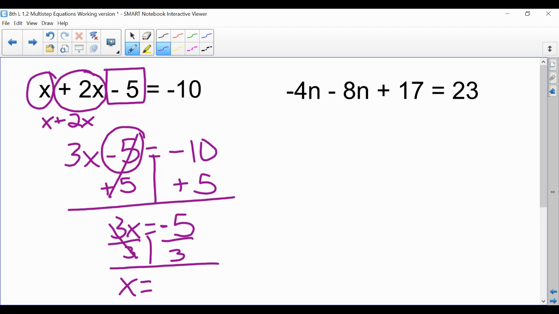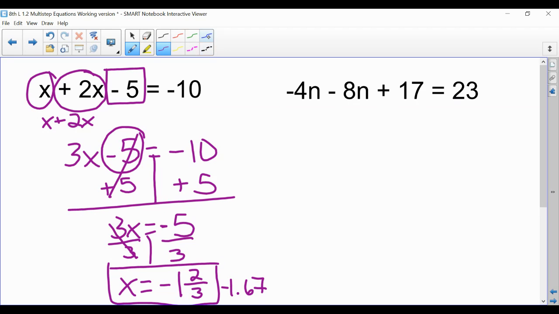It doesn't go in evenly, so we can think about writing that as a fraction. 3 goes into 5 one time, and there's 2/3 left over. Or if you do it in your calculator, you'll get negative 1.67.